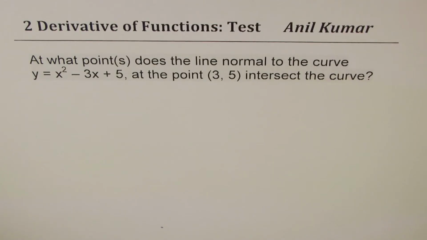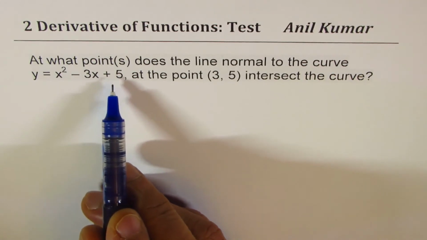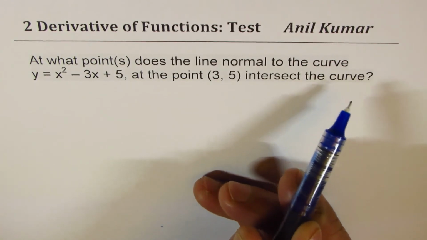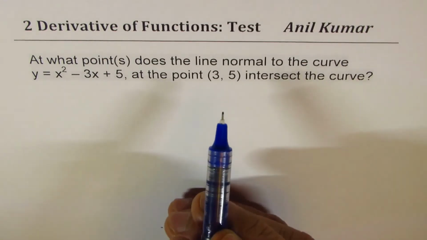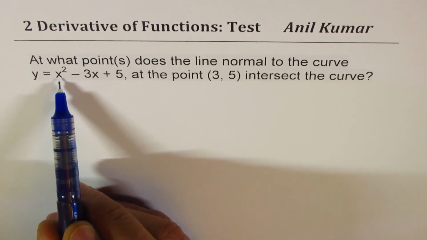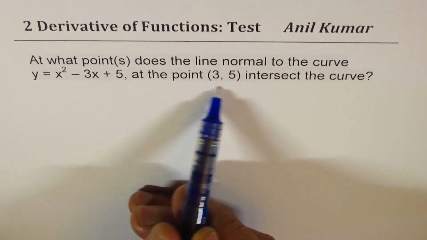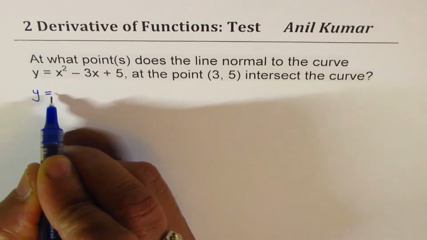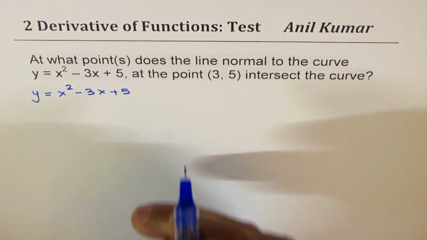Perfect. The question here is, at what points does the line normal to the curve y equals x squared minus 3x plus 5 at the point (3, 5) intersect the curve? So that's the question for you. So we have the point (3, 5). If I substitute 3 here, we get 9 minus 9 plus 5, so it is 5. So the point is on the curve. The equation of the curve is y equals x squared minus 3x plus 5.